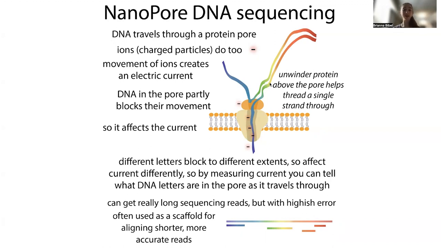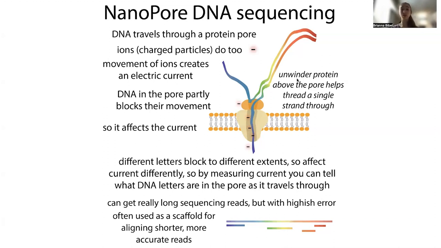But the DNA is also moving through this pore, and so the DNA is going to block the current from flowing. Different letters are different sizes and have different properties, so they're going to block the current to different extents. So by measuring the current flowing through this protein channel, you can tell what DNA letters are in the pore as it travels through.